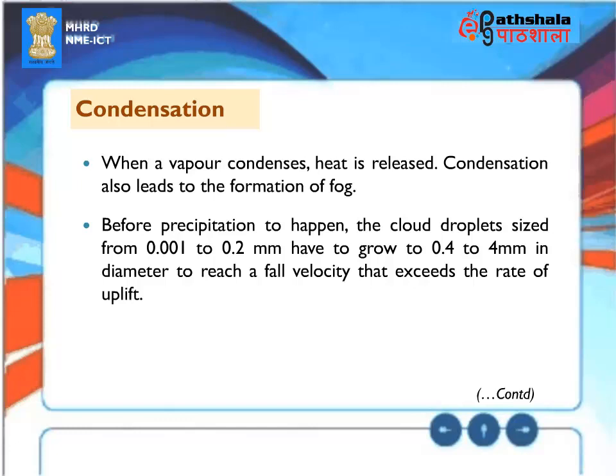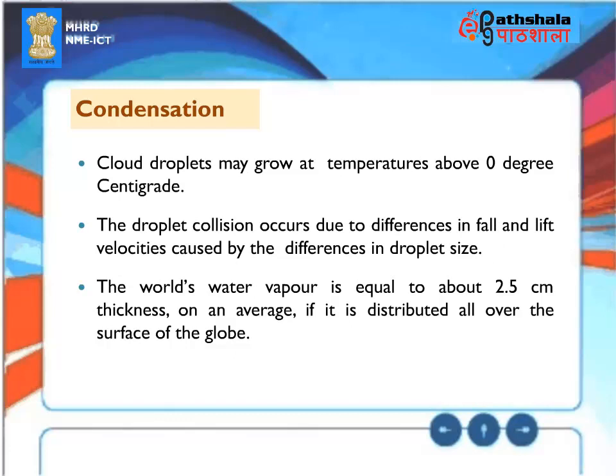Before precipitation happens, the cloud droplets, sized from 0.001 to 0.2 millimeters, have to grow to 0.4 to 4 millimeters in diameter to reach a fall velocity that exceeds the rate of uplift. Cloud droplets may grow at temperatures above 0 degrees centigrade. The droplet collision occurs due to differences in fall and lift velocities caused by the differences in droplet size. The world's water vapor is equal to about 2.5 centimeter thickness on average if it is distributed all over the surface of the globe.